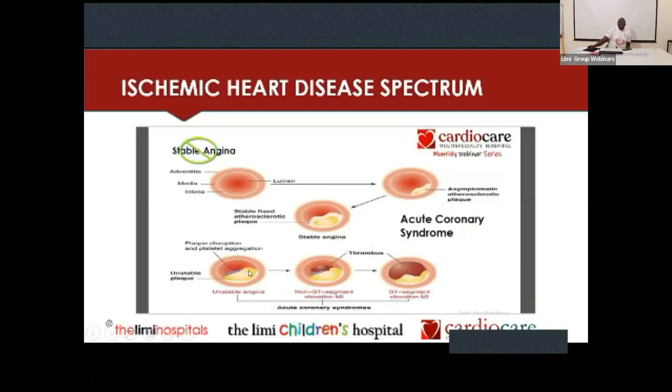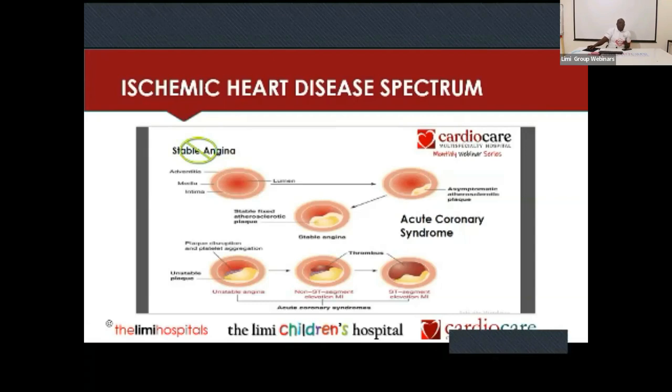Another thing that will point to you that this patient is no longer having a stable angina is that there is going to be some change in the character of the pain or the discomfort that the patient is experiencing. Like I said, for stable angina, you have a pain that comes up at a particular level, mostly after exertion, and improves with rest. But by the time the patient gets to acute coronary syndrome, starting from unstable angina, the patient can now start having chest pain or discomfort at rest or with minimal exertion.